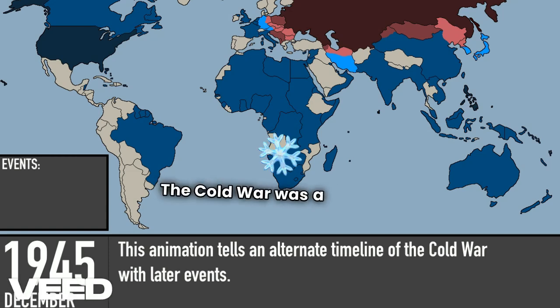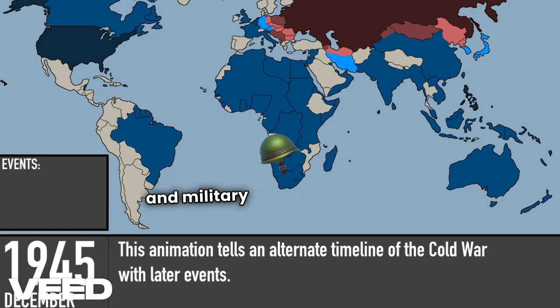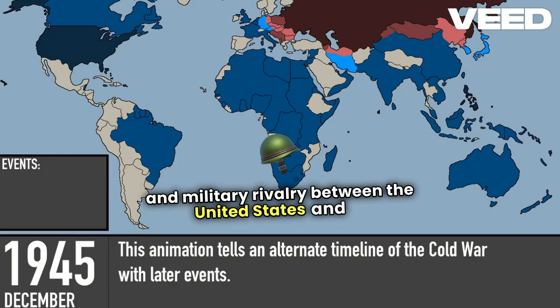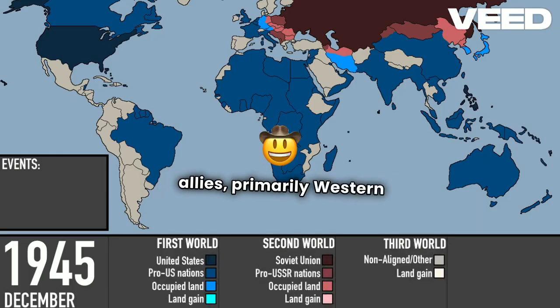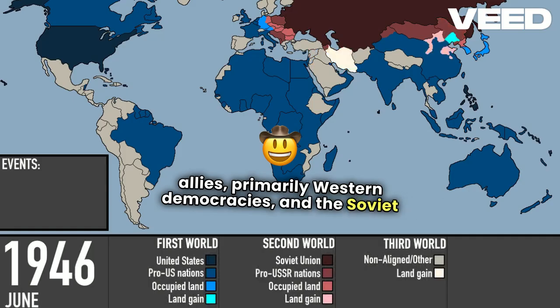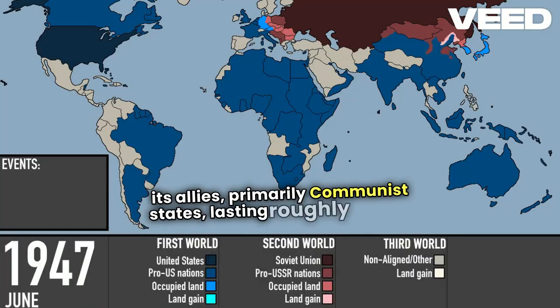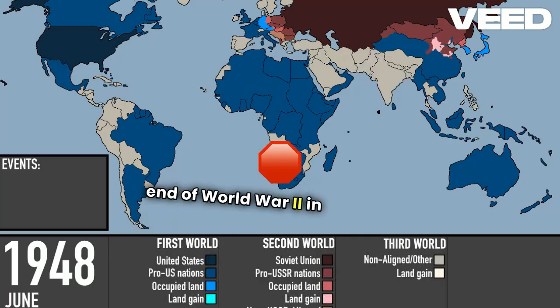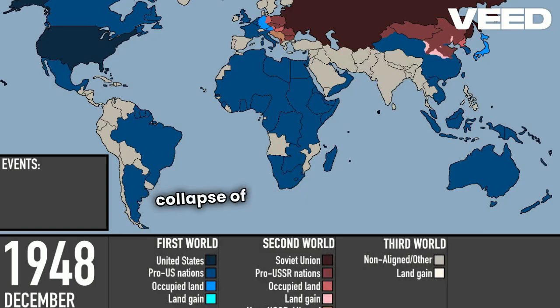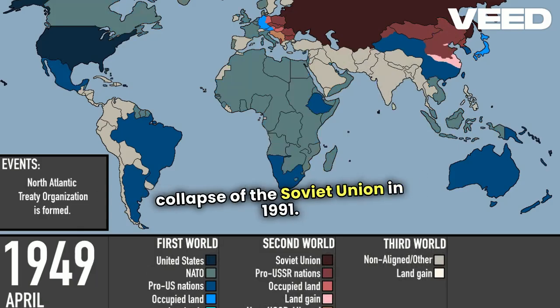The Cold War was a period of political tension and military rivalry between the United States and its allies, primarily Western democracies, and the Soviet Union and its allies, primarily communist states, lasting roughly from the end of World War II in 1945 to the collapse of the Soviet Union in 1991.